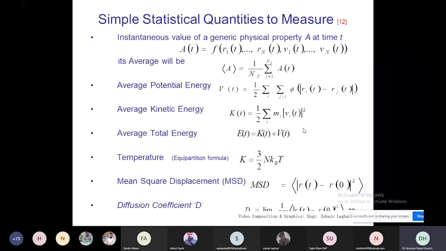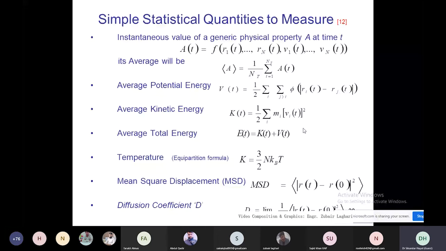Now, the simple statistical quantities which we can measure during molecular dynamics. Suppose we have a generic physical property A, which is a function of velocity and positions at any time t. We have to take averages of that physical quantity. With the position coordinates, we can calculate the average potential energy, which is a function of position. We can calculate the average kinetic energy and the total energy. We can find the temperature by the equipartition formula. We can calculate the mean square displacements and the diffusion coefficients.